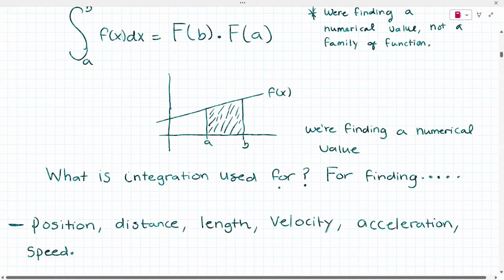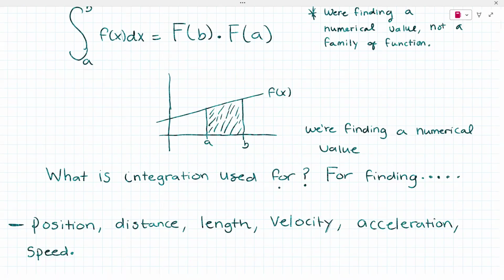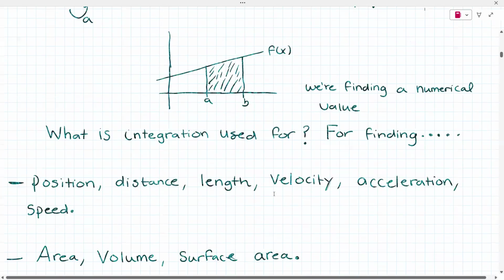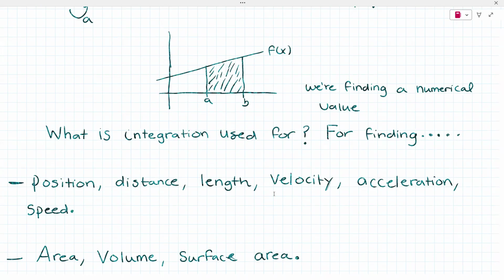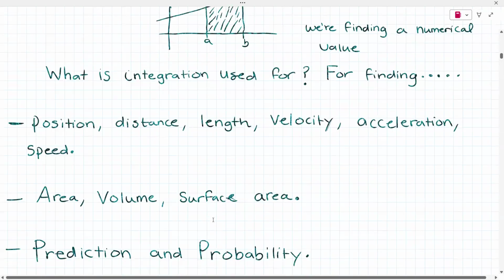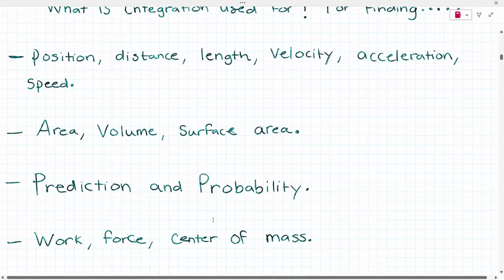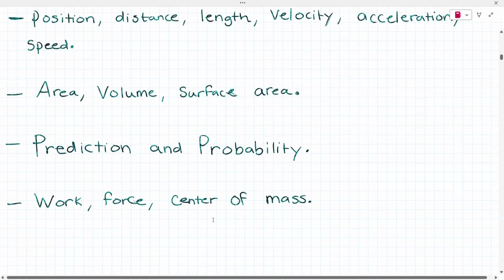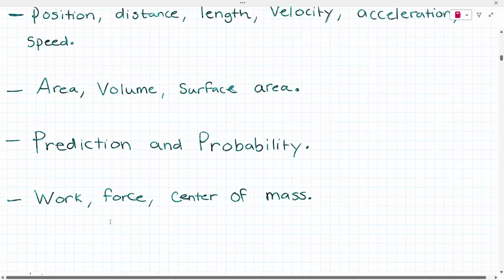What is integration used for? So why do we do this? Because we can use it in the real world. Integration can be used for finding position, distance, length, velocity, acceleration, speed. You can also use integration to find area, volume, surface area. You can also use it to find prediction and probability. In the science world, you can use it to find work, force, center of mass.